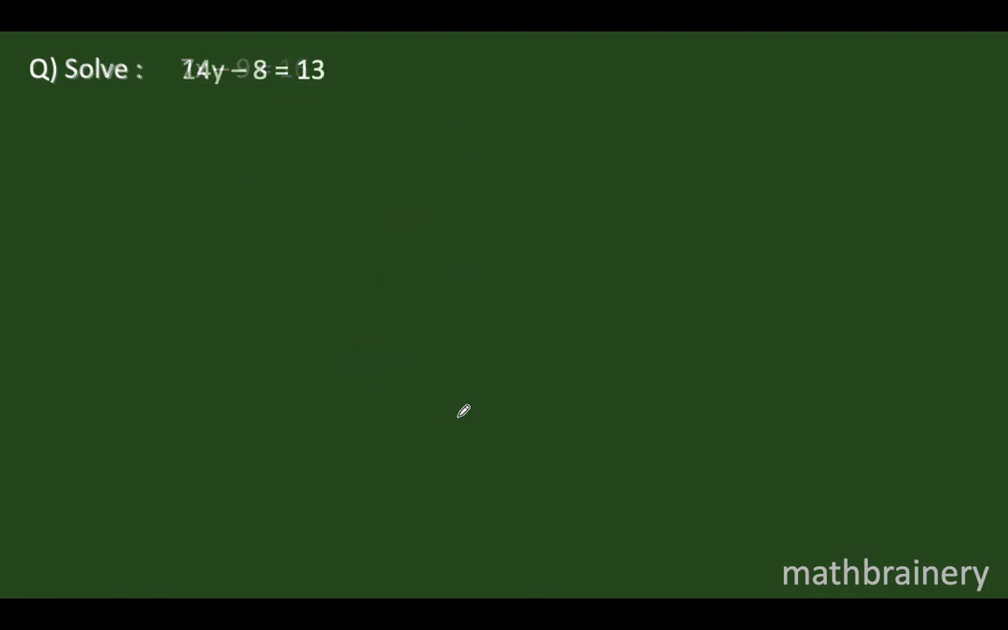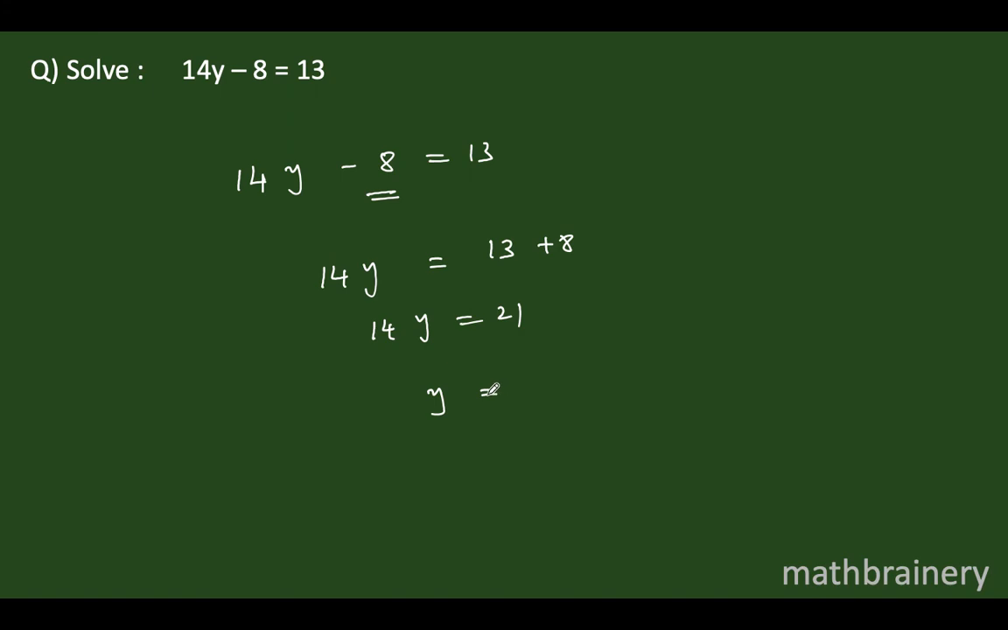Look at the next question. 14y minus 8 is equal to 13. Let's transpose this negative 8 to the right side. You get 14y must be equal to 13 plus 8, which is 21. 14y is equal to 21. So what should be y? It should be 21 divided by 14. 7 3s are 21, 7 2s are 14. So its value is 3 by 2. Y is 3 by 2.